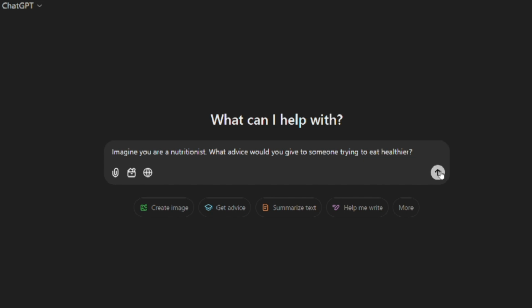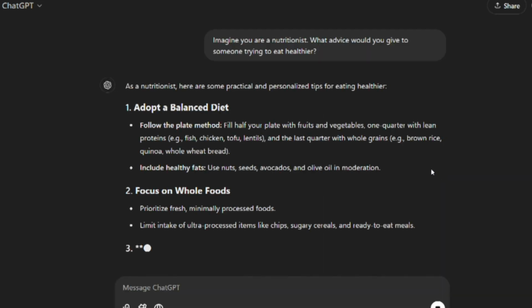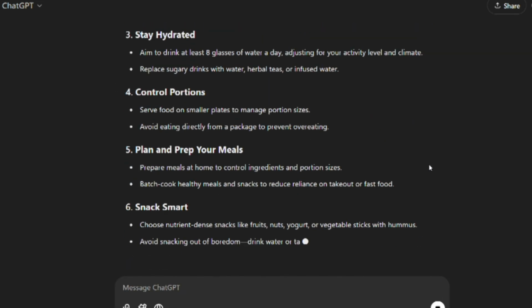Then we come to role play and persona-based prompts. Here, you assign a role to the AI, asking it to respond from a specific perspective. For example, you might ask, imagine you are a nutritionist. What advice would you give to someone trying to eat healthier? This approach can make the AI response more relevant and insightful, as it provides a clear framework for the answer.